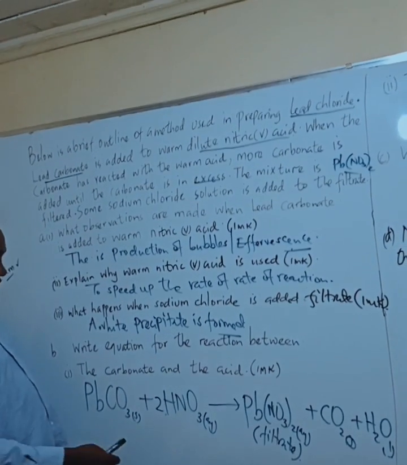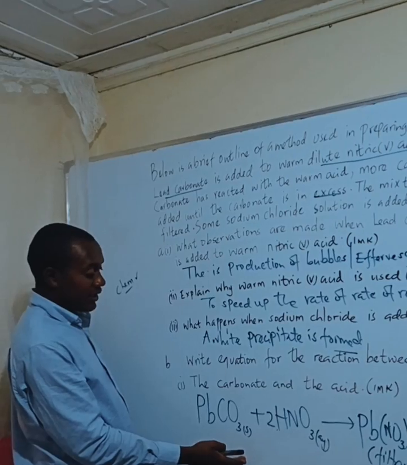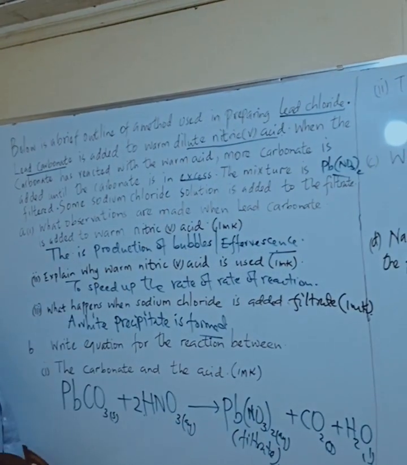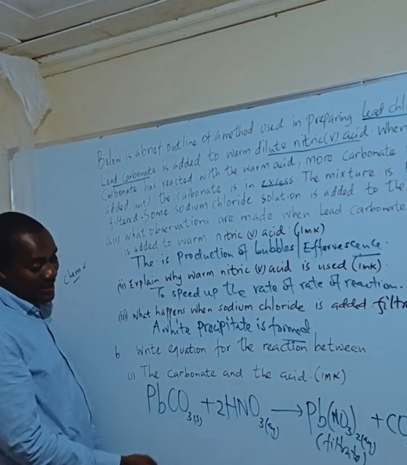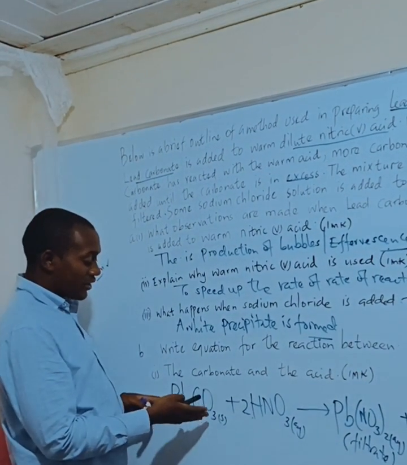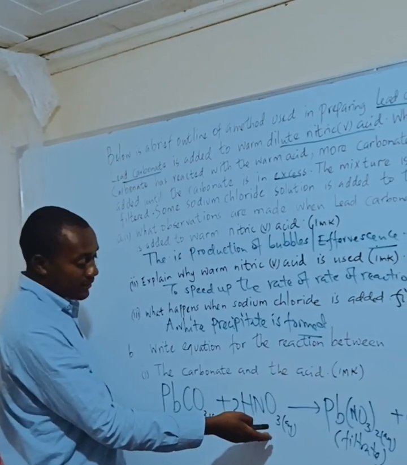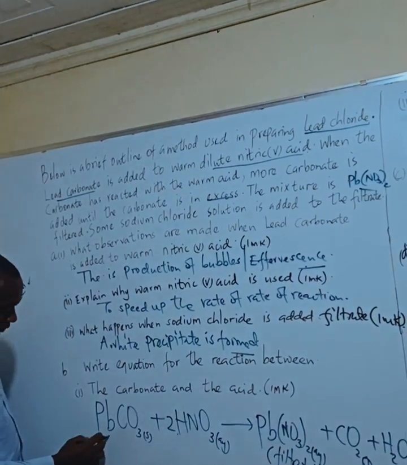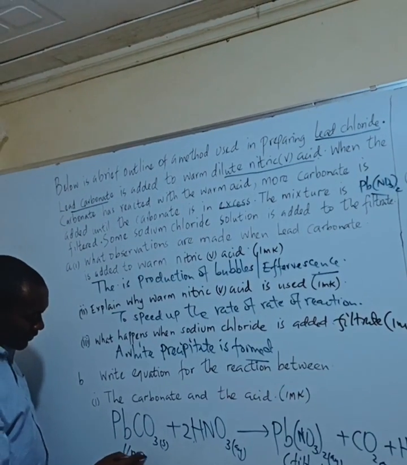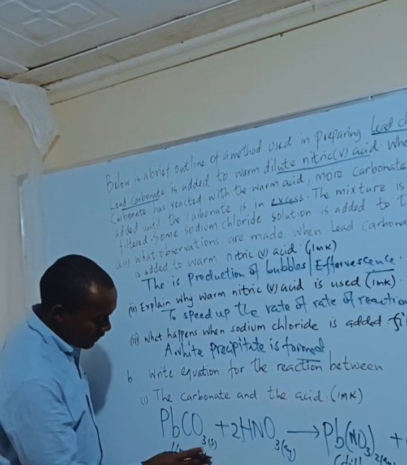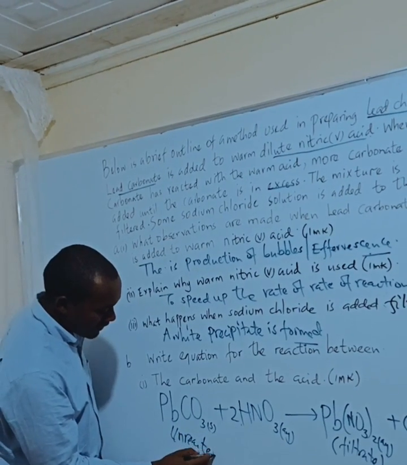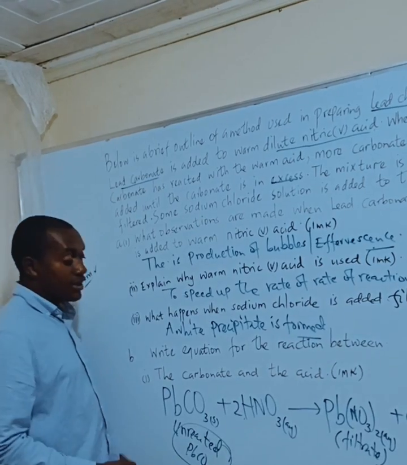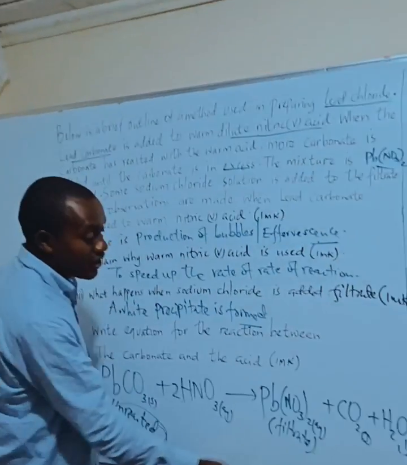This is the reaction between the carbonate here, which is lead carbonate, and dilute nitric acid. So this is the reaction, and it is balanced. After the reaction of the excess lead carbonate with dilute nitric acid, we filter to remove the unreacted lead carbonate. That will be our residue, and lead nitrate will be our filtrate.